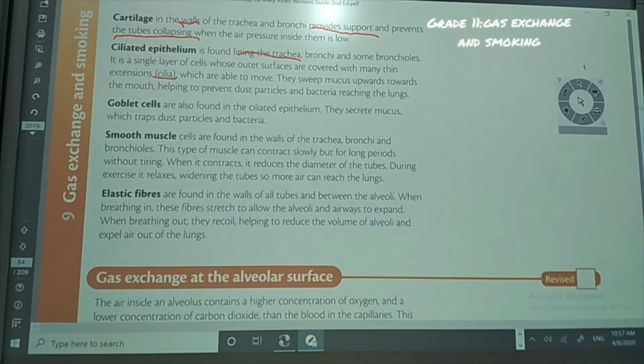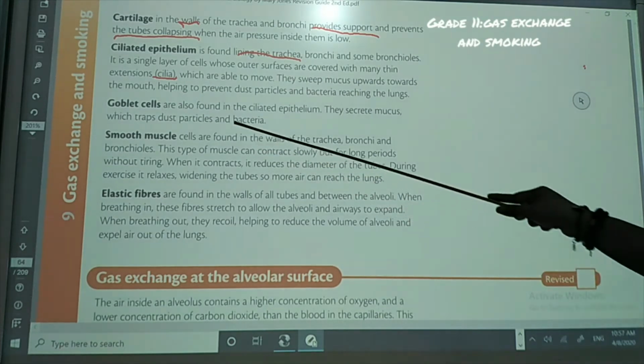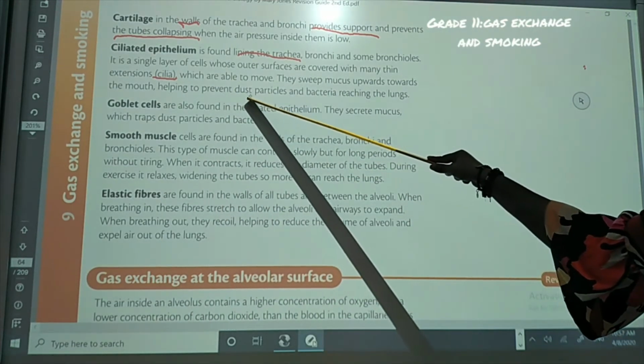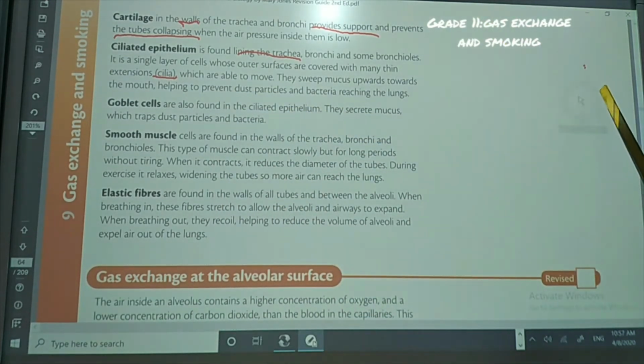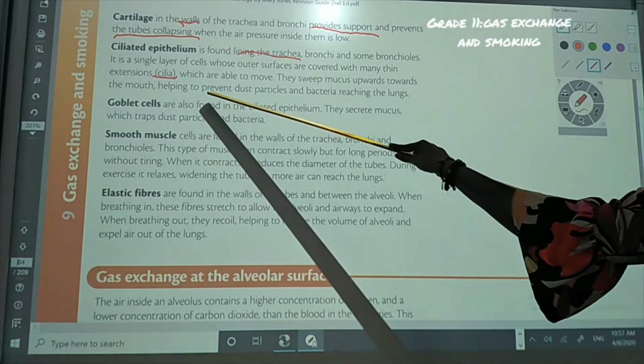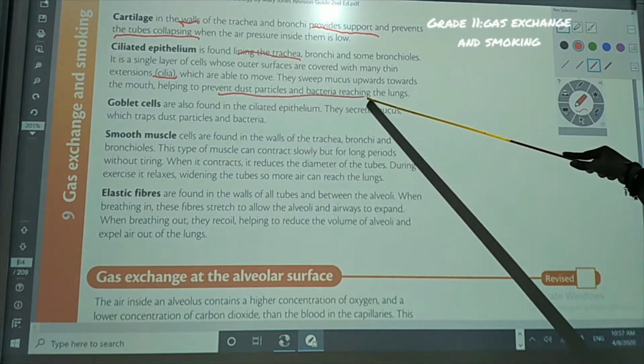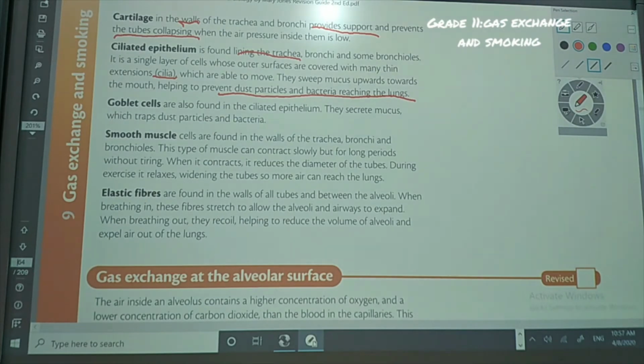So how do these cilia help the human gas exchange system? They sweep mucus. So when you have mucus in your nose, they sweep it towards the mouth, okay, helping to prevent dust particles and bacteria from reaching the lungs. That's what they do.